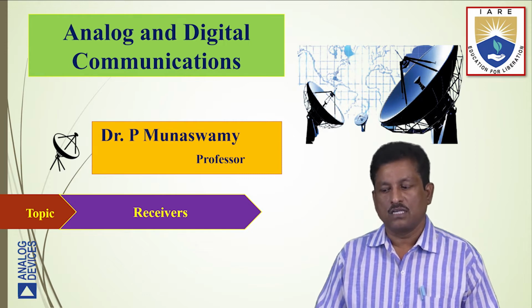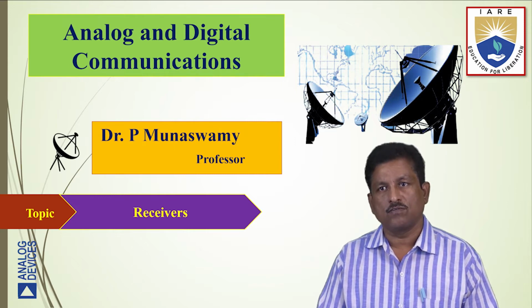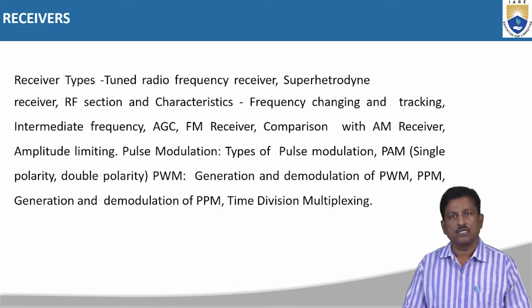Now you can see what the receiver is, what the basic elements and components are, what basic operations are available in this receiver and how it will work. These are the main components. There are two types of receivers in this module. One is the TRF receiver, that is the tuned radio frequency receiver. The second one is the superheterodyne receiver. These are the two receivers which we are going to discuss in this chapter.